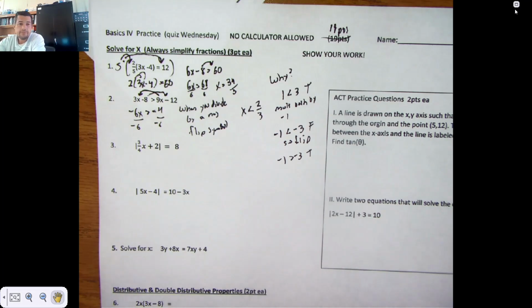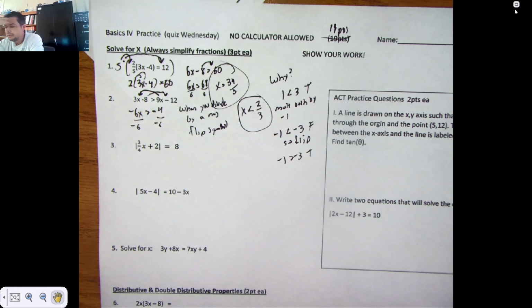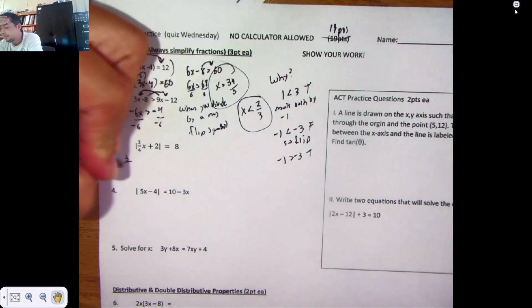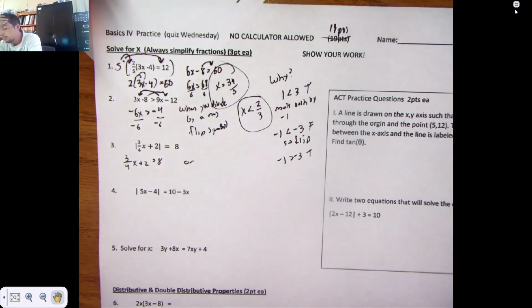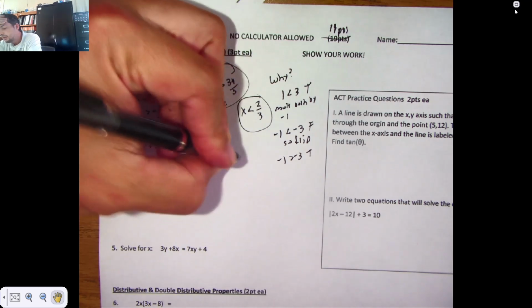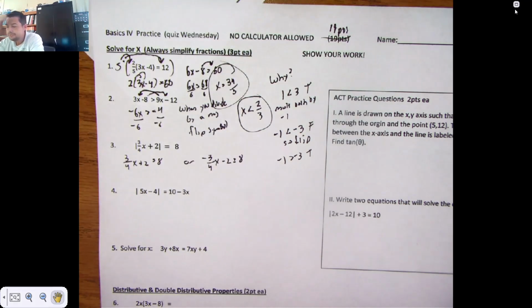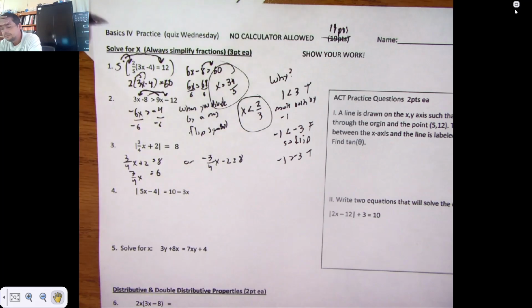Number 3, we have absolute value. By the way, this was the answer to that one. Number 3 is absolute value. I'm just going to write 2 equations. The first one is as is. 3/4 x plus 2 is 8. Or negative 3/4 x minus 2 is 8. And I'm going to do the math, okay? If I take away 2 from 8, I get a 6. So 3/4 of x is 6.